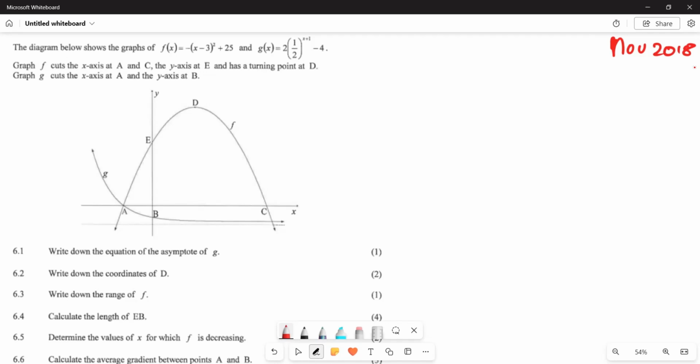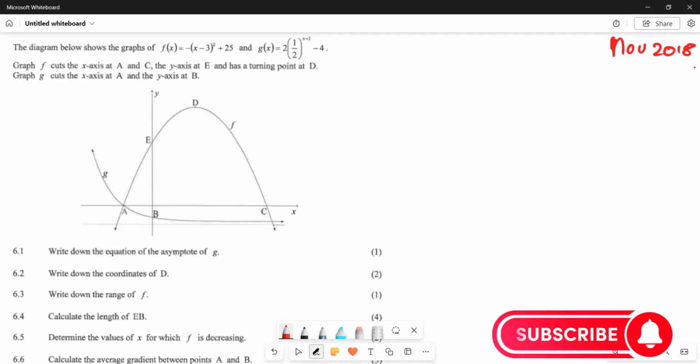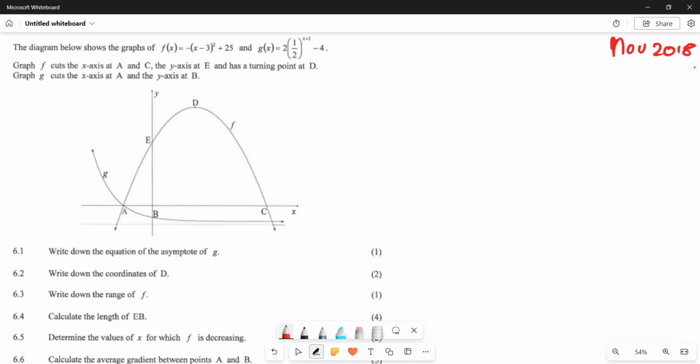They say the diagram shows the graph of f(x) = -(x - 3)² + 25, and you are also given the graph of g(x) = 2(1/2)^(x+1) - 4. The graph f cuts the x-axis at A and C and the y-axis at E, and has a turning point D. The graph g cuts the x-axis at A and the y-axis at B.